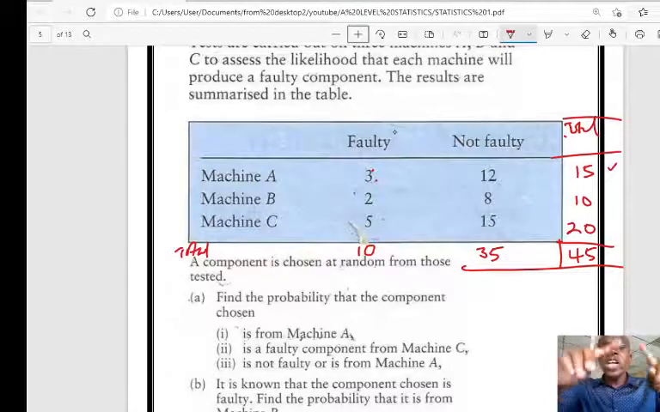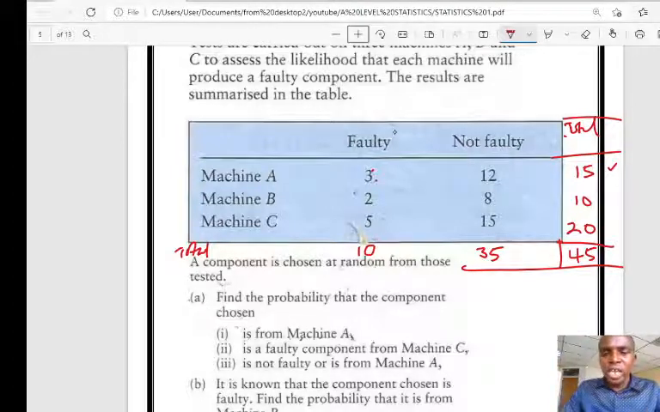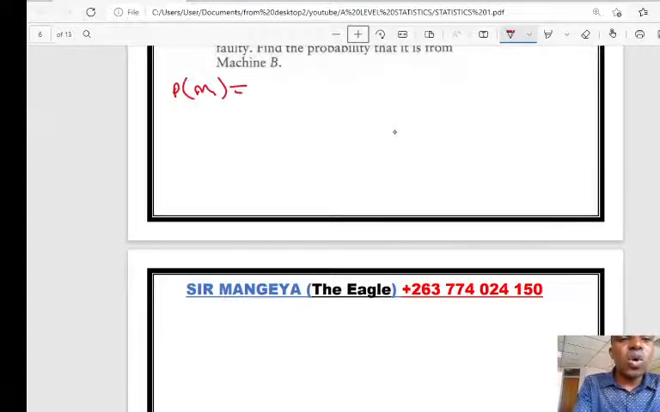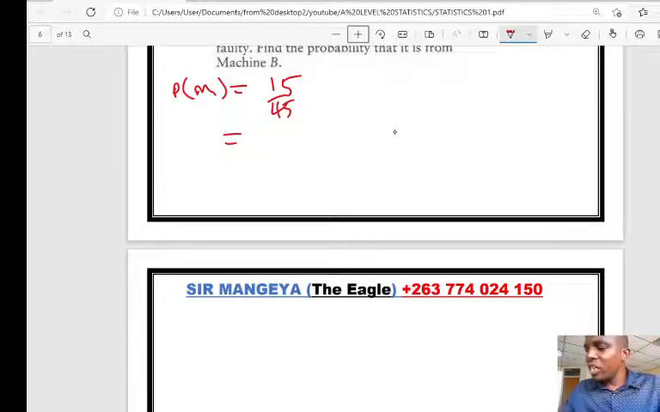Over total number of components altogether. So it will be 15 over 45. Probability of machine A is equal to 15 over 45. This one can be simplified, you can use your calculator. 15 divided by 45, you get 1/3, 1 over 3. Right, done.